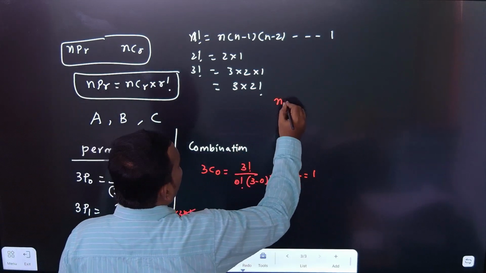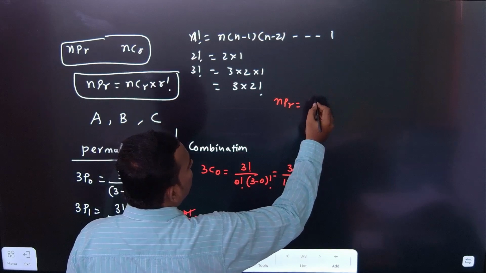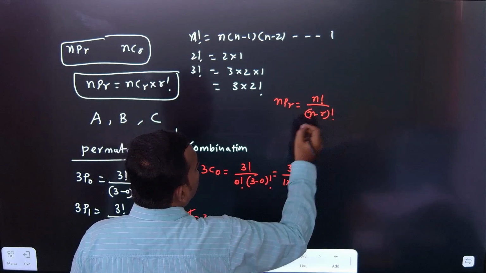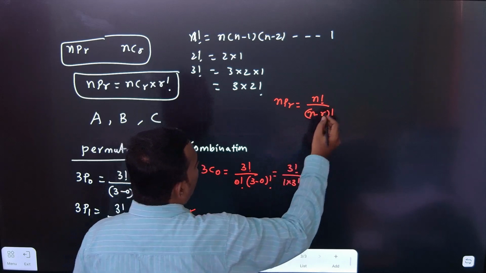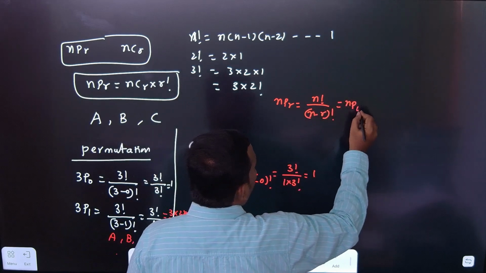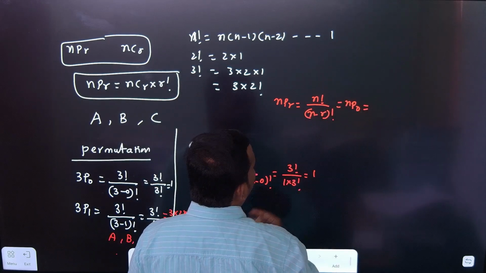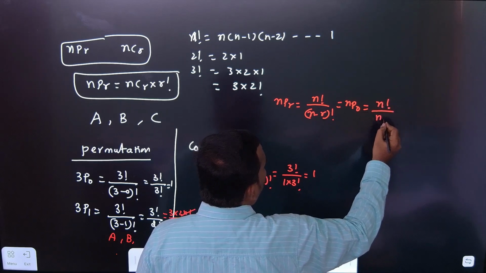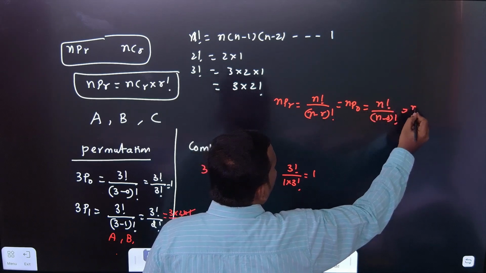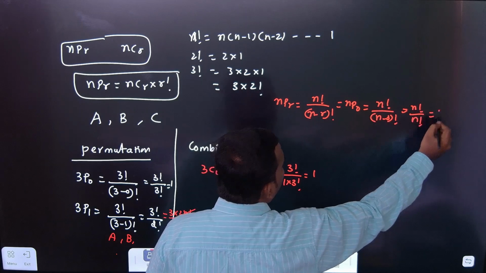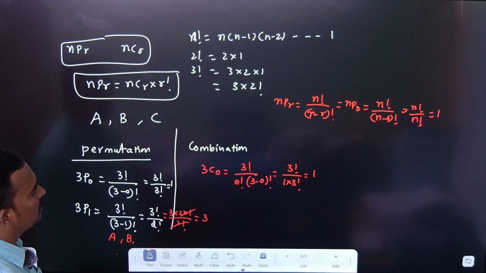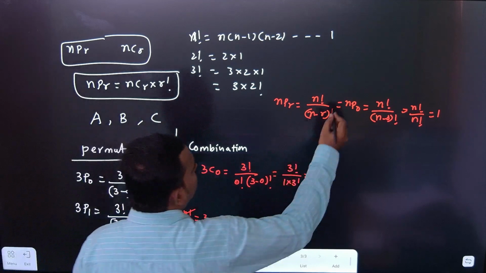Otherwise, NPR is n factorial divided by n minus r factorial. So you can put here 0. NP0 is equal to n factorial divided by n minus 0 factorial. That is n factorial divided by n factorial, it is 1. You can say like this also, right? NP0.